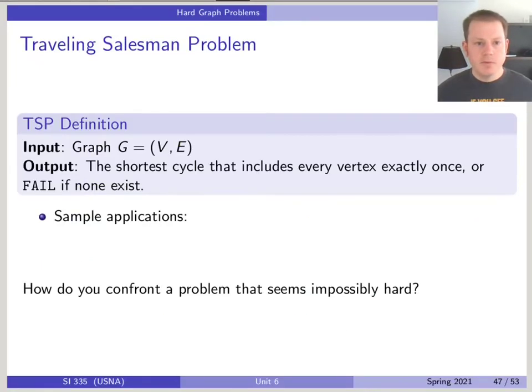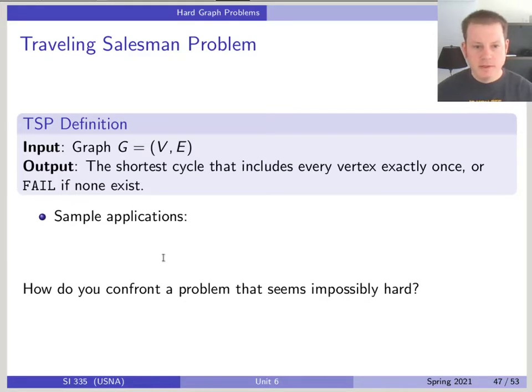Okay, so now let's move on to a new problem, which is the traveling salesman problem. Very, very famous problem. It's the last big problem we're going to talk about in this unit, and it's going to lead us into the next unit on NP completeness, and it has a lot of applications. So here's the formal definition. It's the shortest cycle that includes every vertex exactly once, or an indication that no such cycle exists.